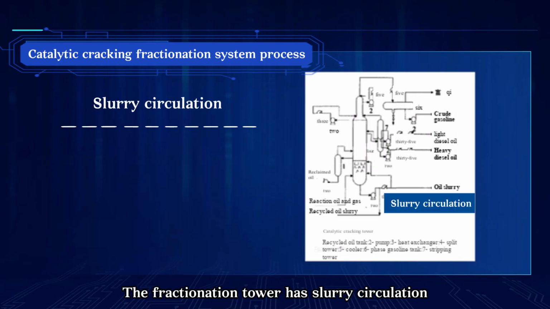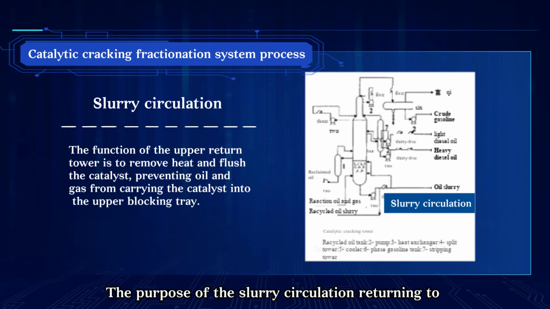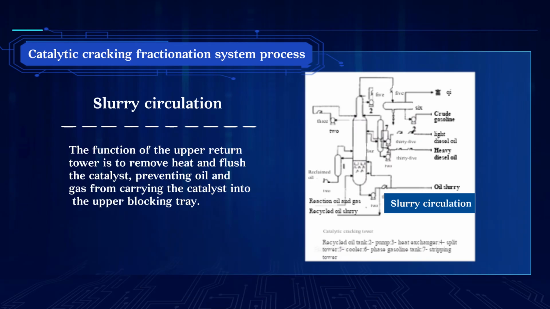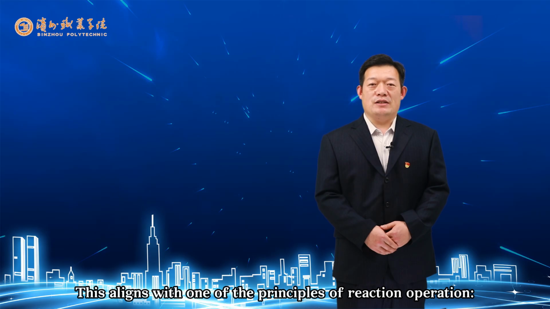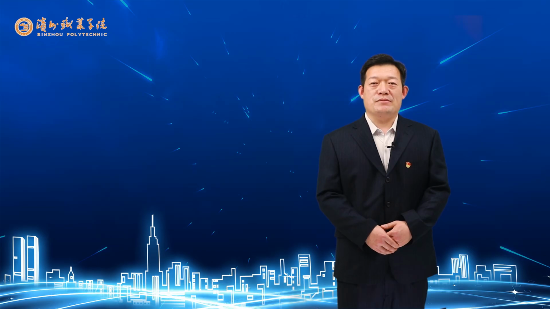The fractionation tower has slurry circulation. The purpose of the slurry circulation returning to the tower is desuperheating and washing the catalyst, preventing the oil gas from carrying catalyst to the upper sections and clogging the trays. This aligns with one of the principles of reaction operation. Catalyst circulation must be maintained alongside slurry circulation.